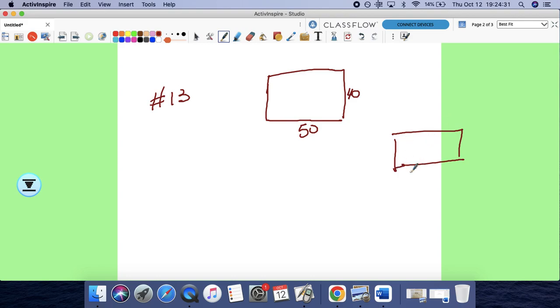If it's decreased by 40%, that means the size of it is now 0.6 times. 60% is what we have at the end, right? And the width is increased by 20. So 40, if it's increased by 20 and you want to find the actual length, you multiply it by 1.2. Okay, what is the percent increase in the area?